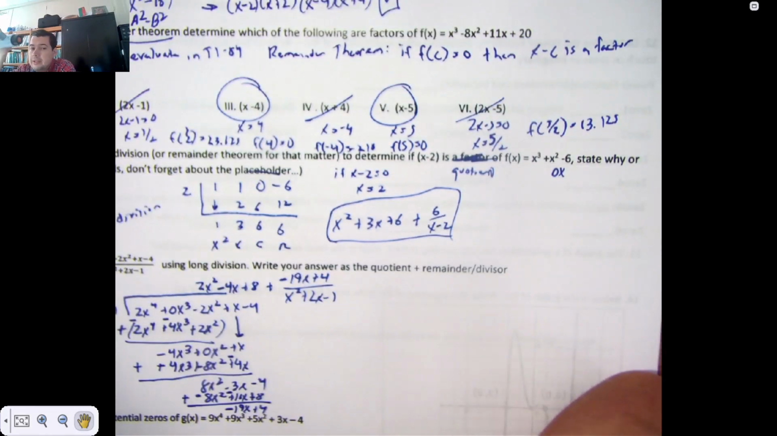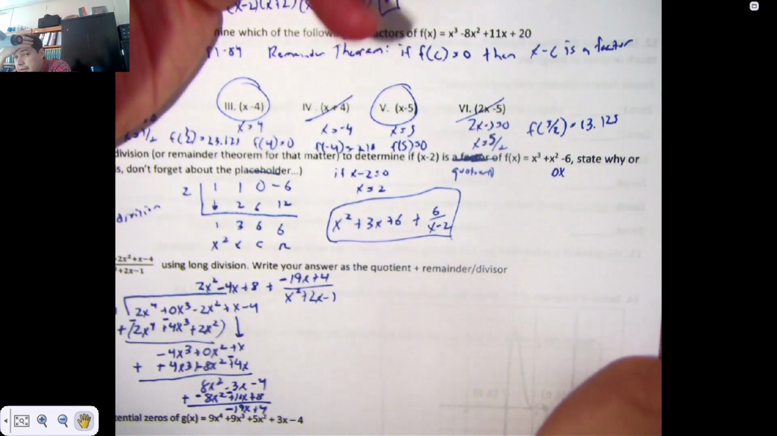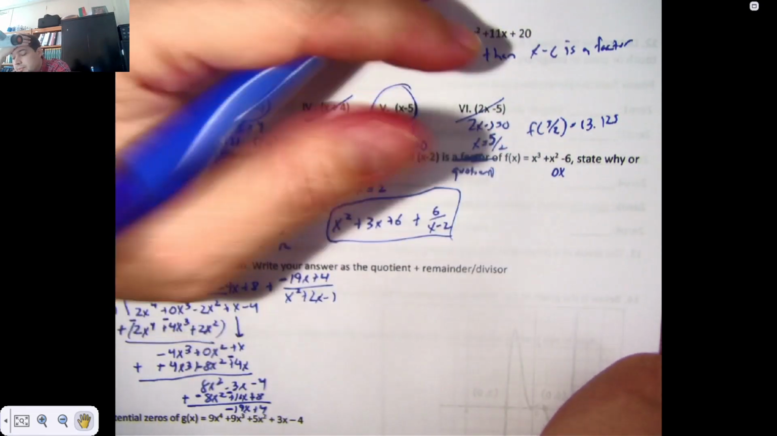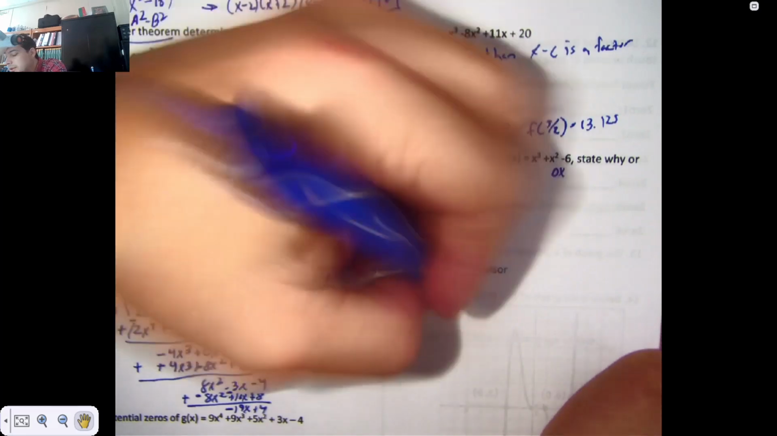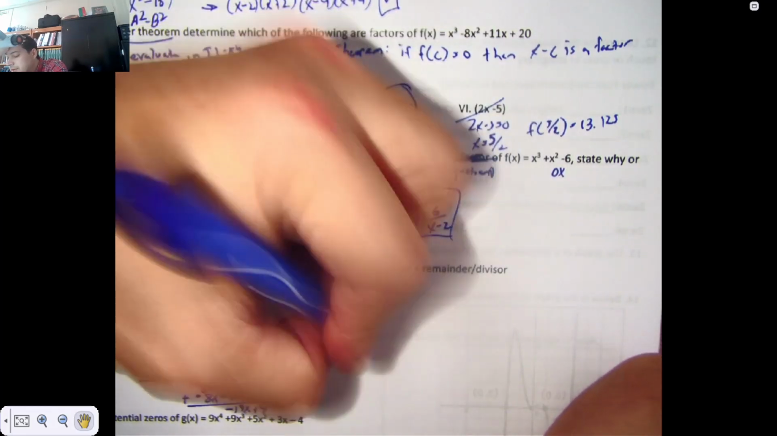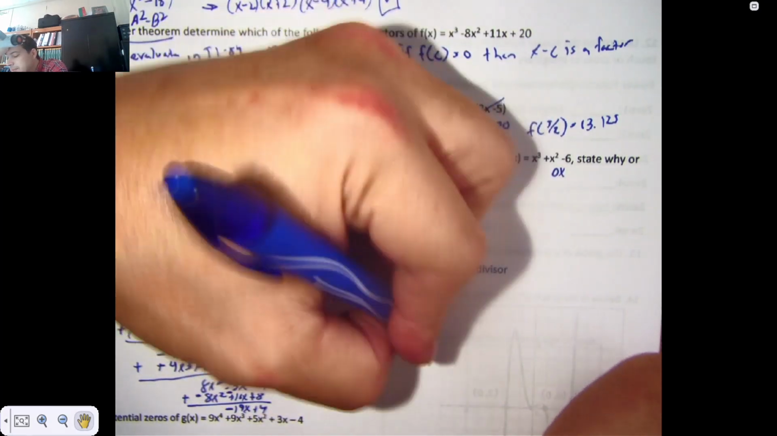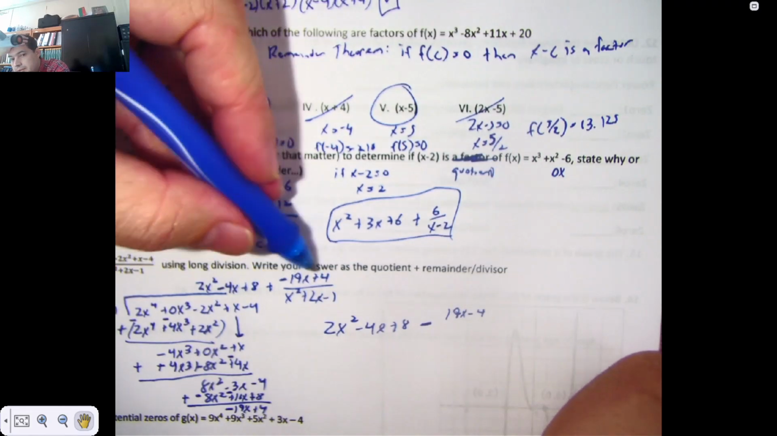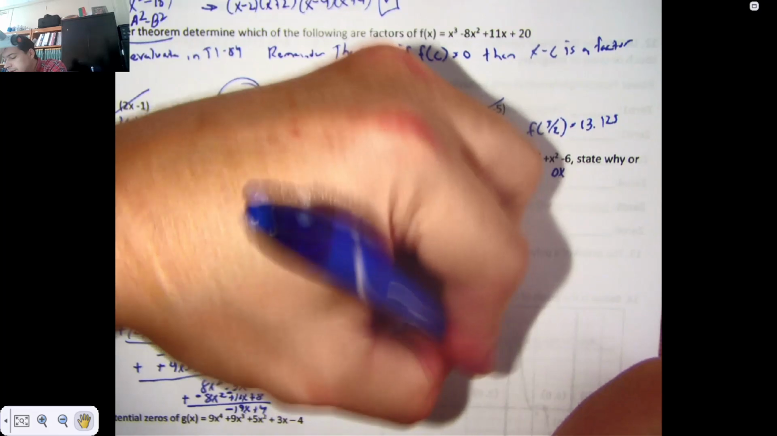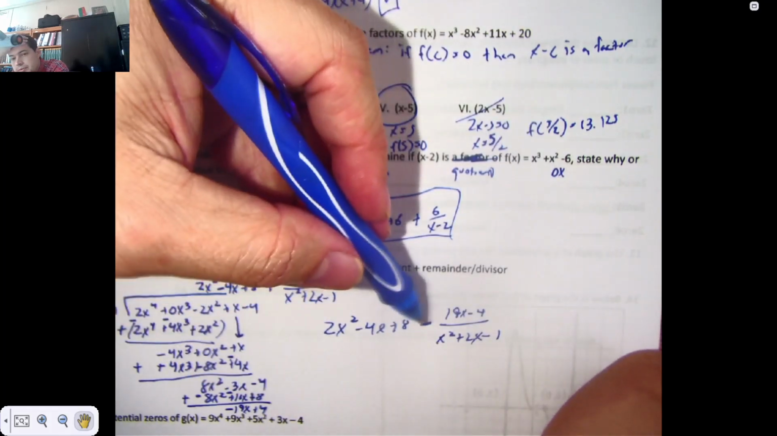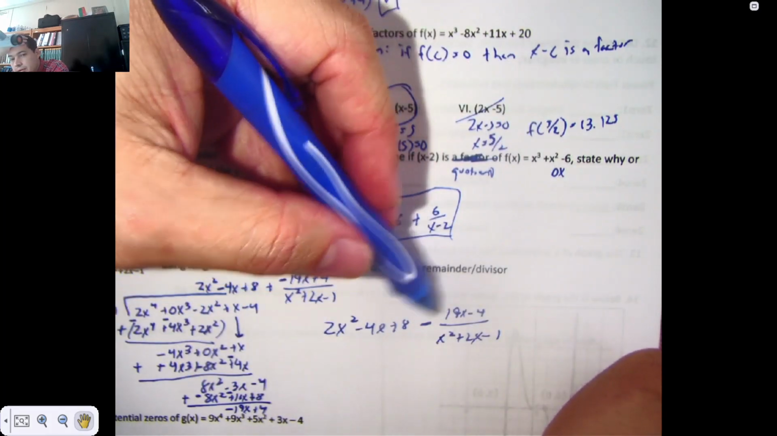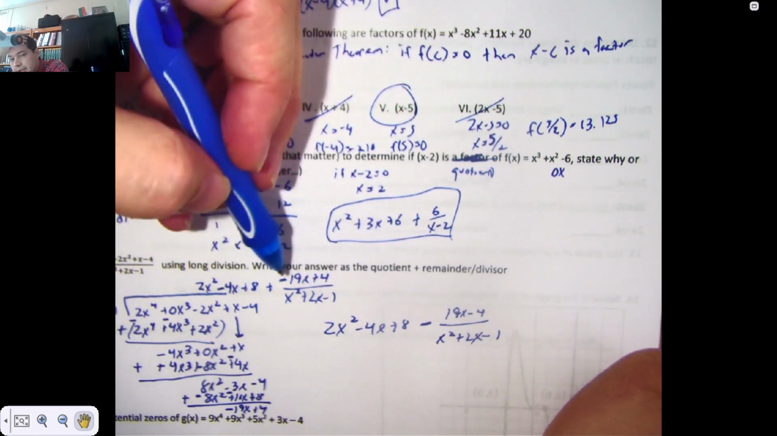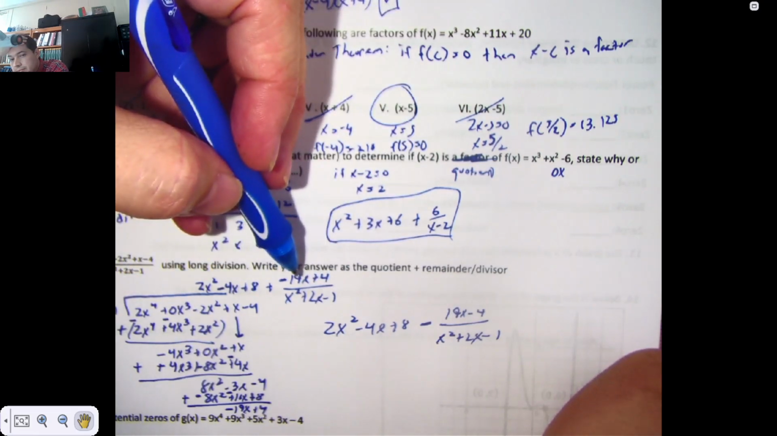I might write this out like the EOC. If I do something like this and I notice it comes out to be like that, there's a good chance I'll write like the EOC. And it would be 2x squared minus 4x plus 8 minus 19x minus 4, because I pull the negativity from both pieces here, over x squared plus 2x minus 1. See, the subtraction symbol is in front of the fraction. It's no longer in the numerator. So I pull the negativity out of the numerator to make this true.